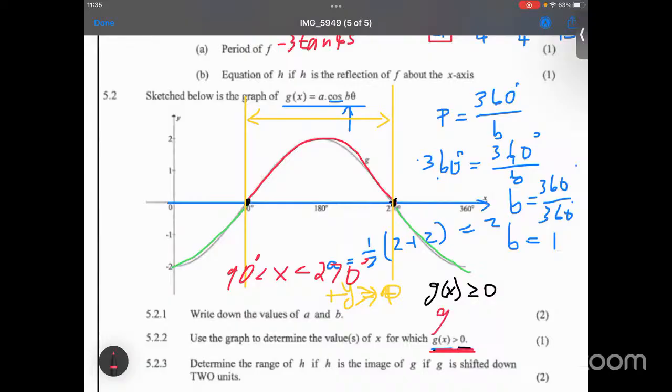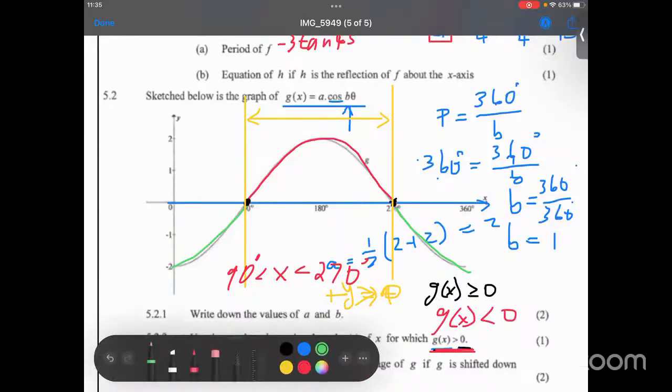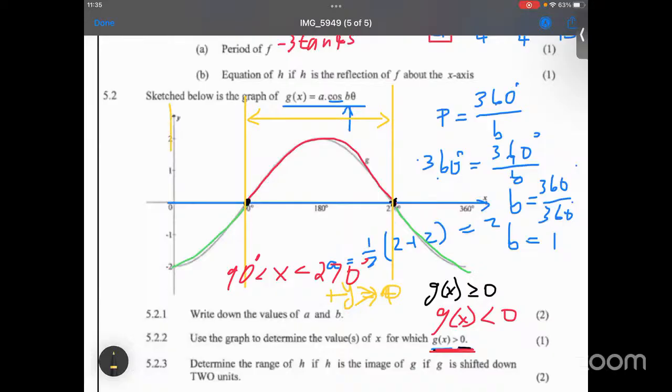But if the question said where g of x is less than 0, they are looking for the green part now. So for the green part, you would therefore say between 0 and 90. In other words, you are saying it is that section whereby g has negative values, or that g function has negative y values. And then again, you will still say between 270 degrees and 360 degrees, which means between that section, that's where you are having that graph being below that.